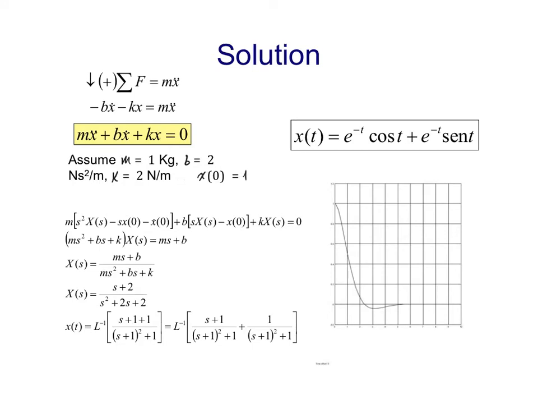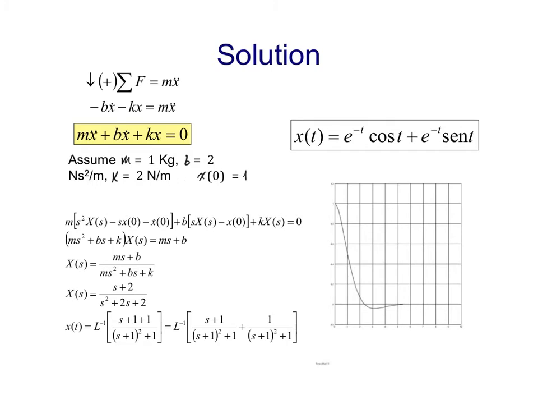So the model becomes m x double dot plus b x dot plus k x equals 0. This is the mathematical model, okay? But going a little bit further, let us assume values for the mass, the damper, and the spring, and also some initial condition in order to know how would be the behavior of this system, okay?